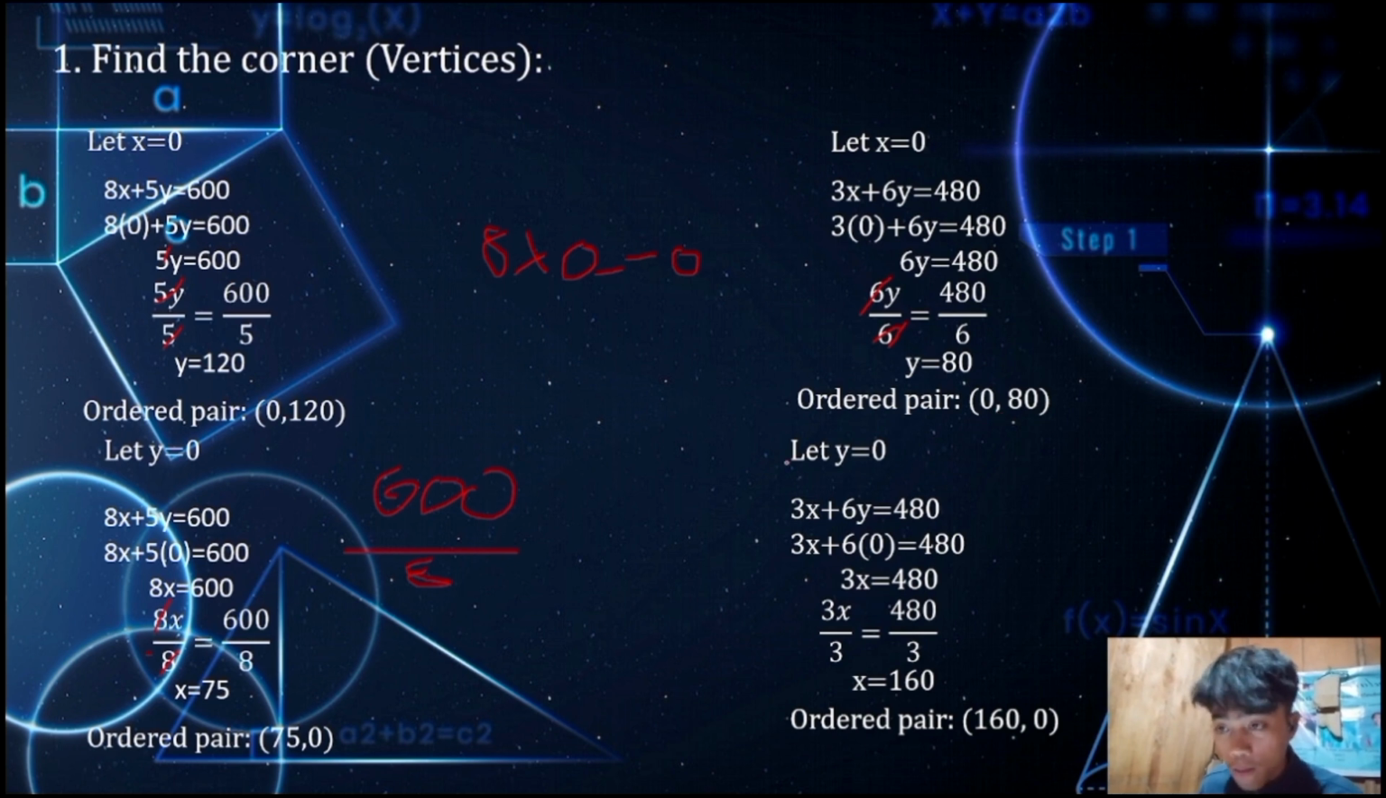Then here below, let y equal 0. So 3x plus 6y equals 480. 3x plus 6 times 0 equals 480. 6 times 0 equals 0, so 3x equals 480. We put the 3 below so it cancels out. So x equals 480 divided by 3, which is 160. So x equals 160, and the ordered pair is (160, 0).